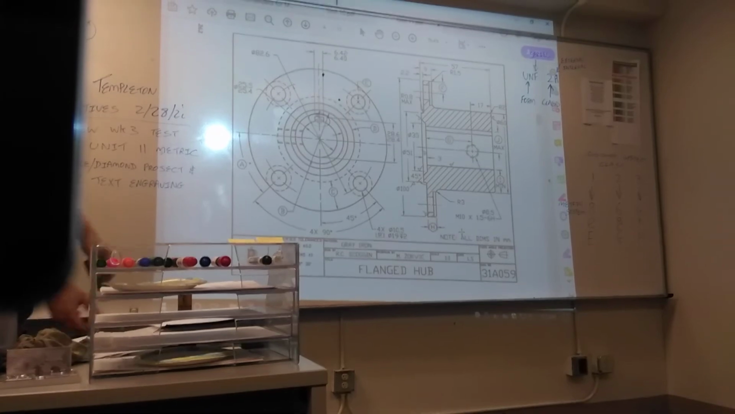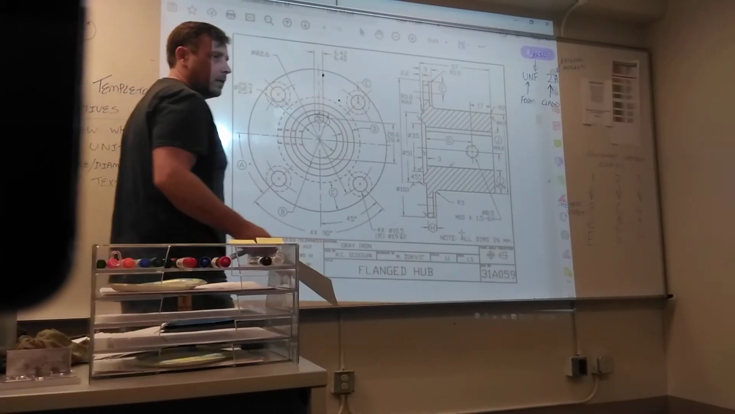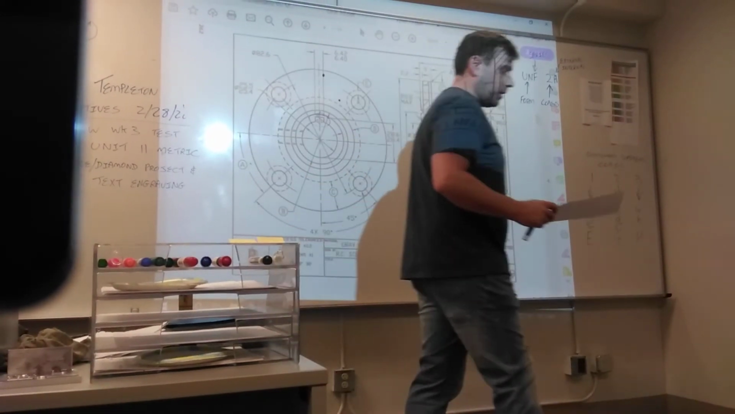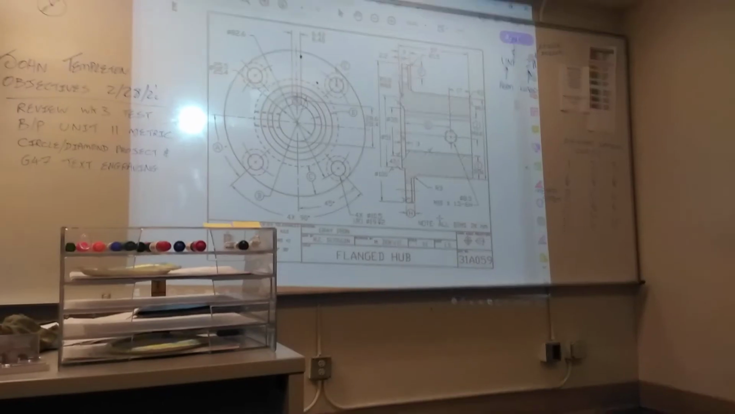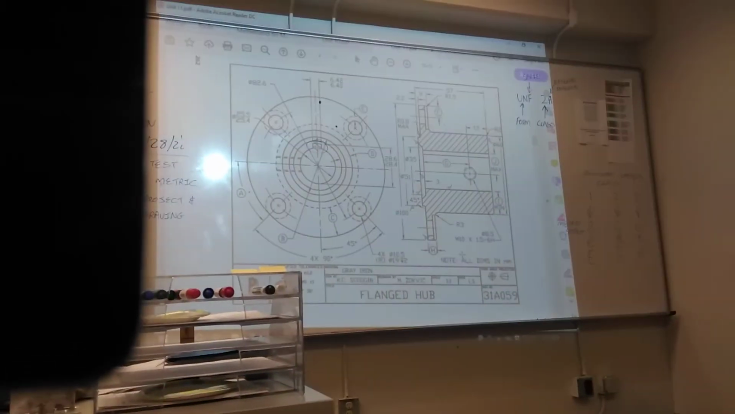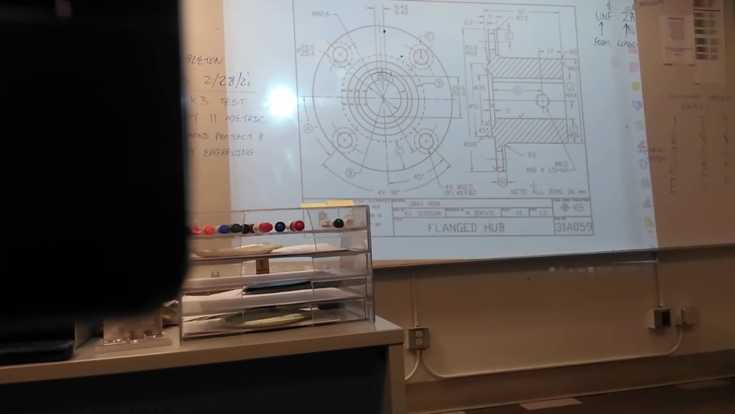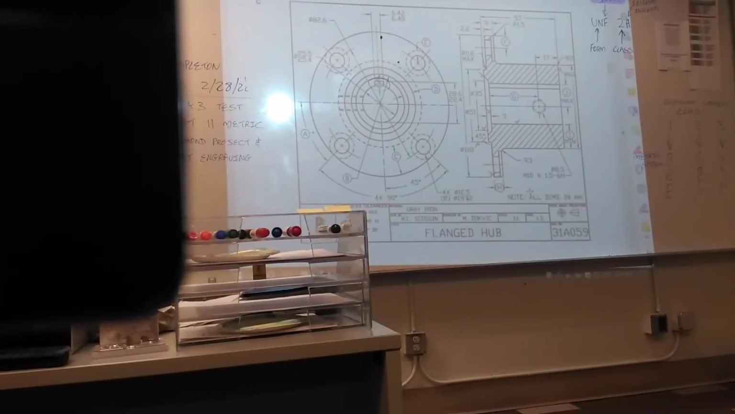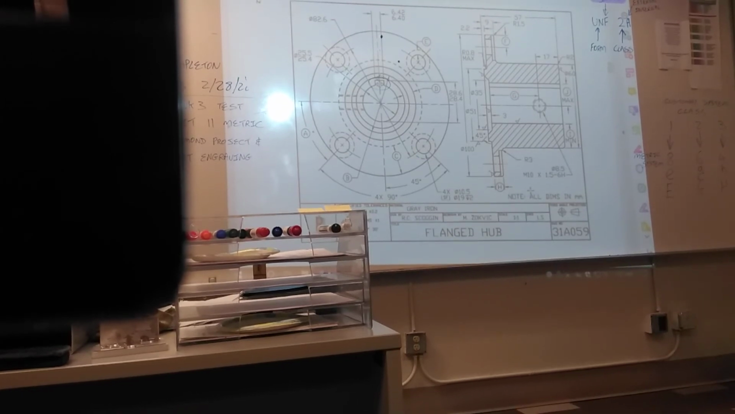So question 1, are the units of measurement inches, millimeters, or centimeters? Millimeters. Number 2, is the section view half section or full section? Full section. Number 3, what tolerance applies to the flange diameter?